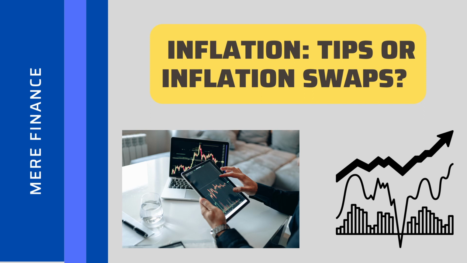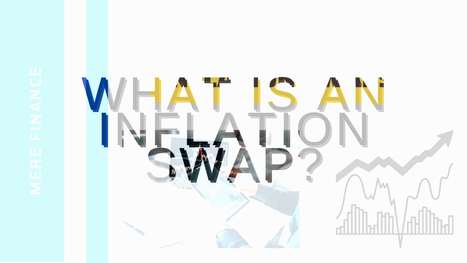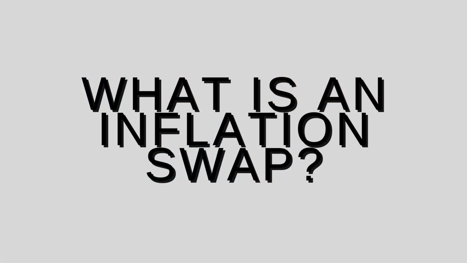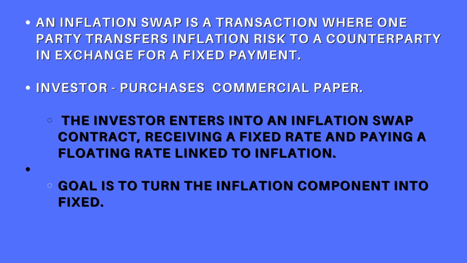We're going to talk about inflation. How can an investor protect or hedge against inflation? The most common ways are TIPS, Treasury inflation protected securities, or inflation swaps. What is an inflation swap? An inflation swap is basically an interest rate swap. A swap is a derivative where you exchange one risk for another. So it's a transaction where one party transfers inflation risk to a counterparty in exchange for a fixed payment.